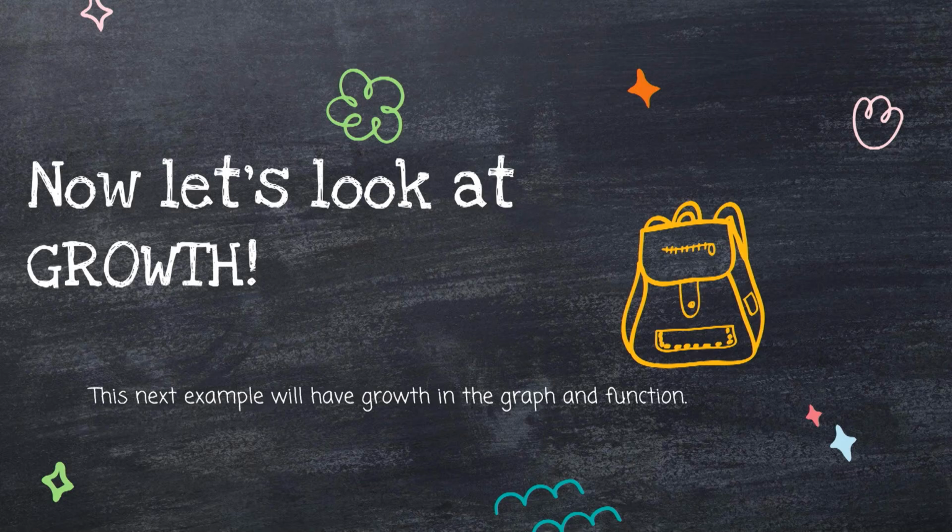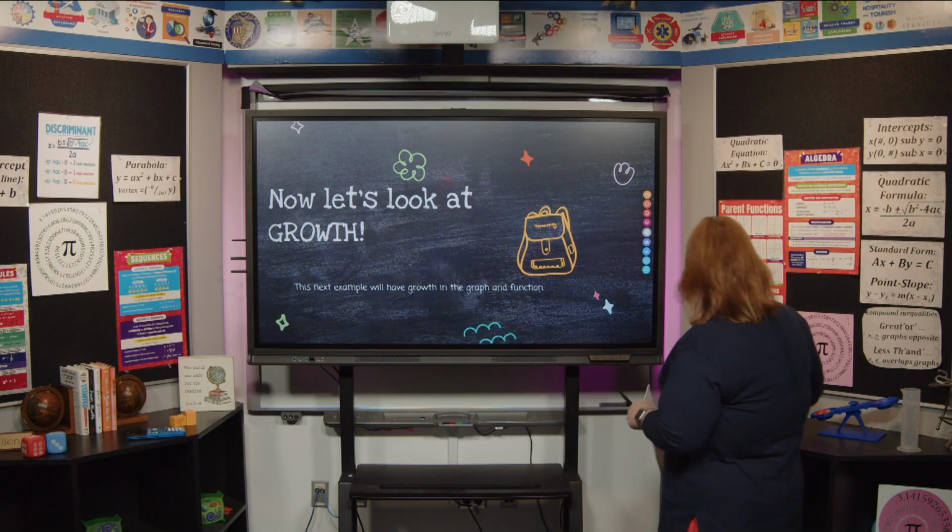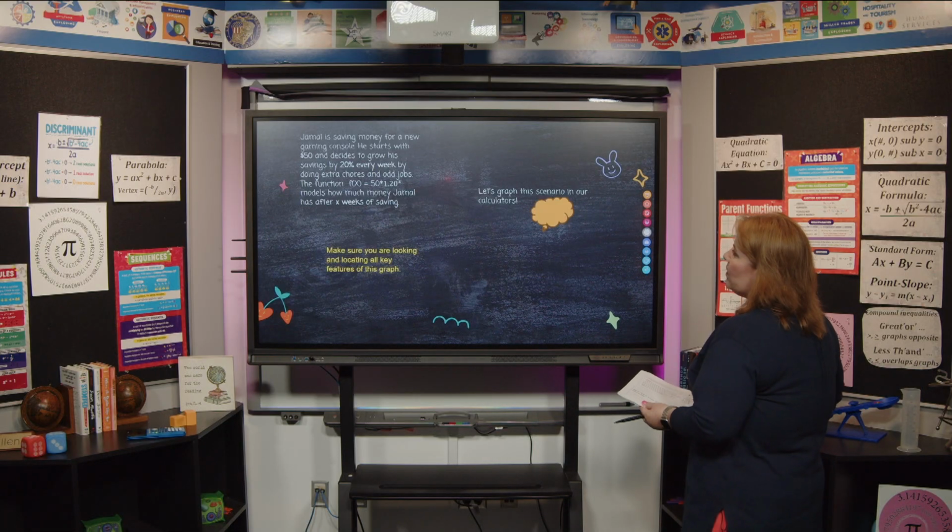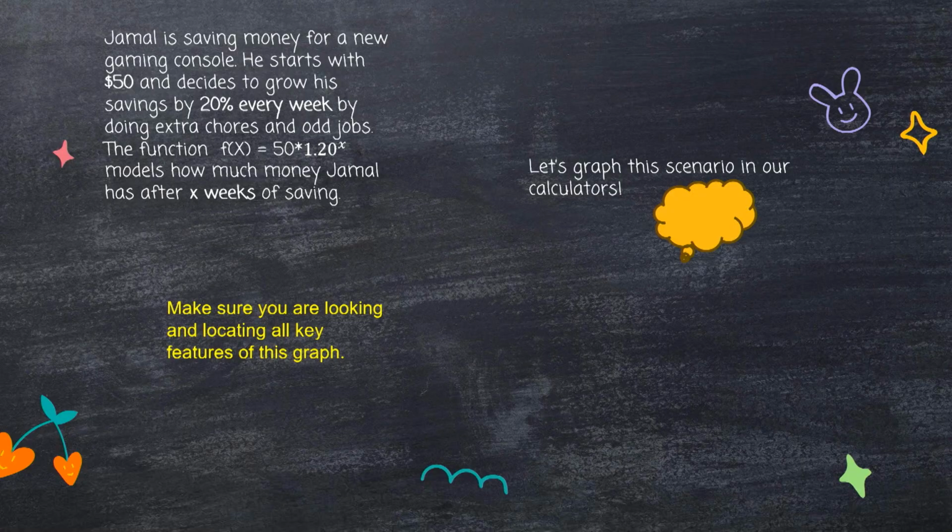Now, let's look at a growth. This next example will have growth in the graph and function. So let's go ahead and look at this. Jamal is saving money for a new gaming console. He starts with $50 and decides to grow his savings by 20% every week by doing extra chores and odd jobs. The function f of x equals 50 times 1.20 to the x models how much money Jamal has after x weeks of savings.